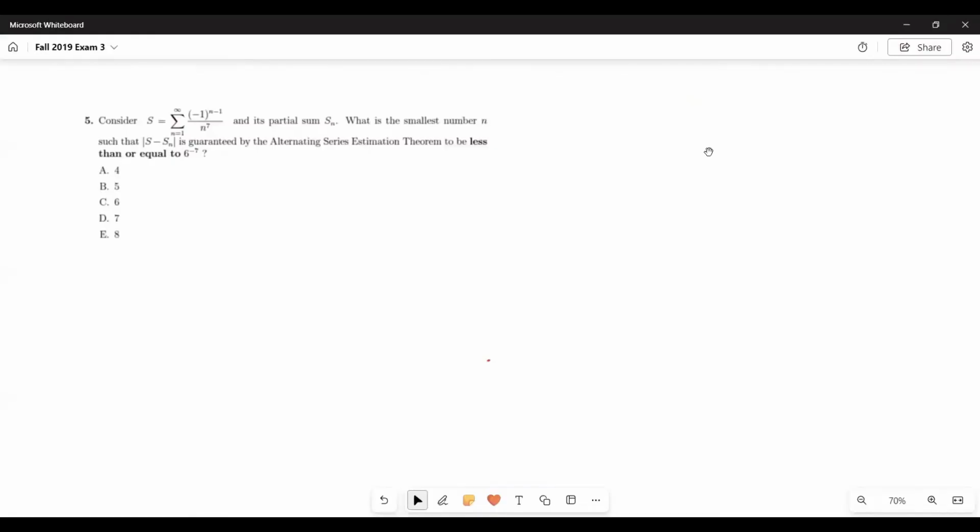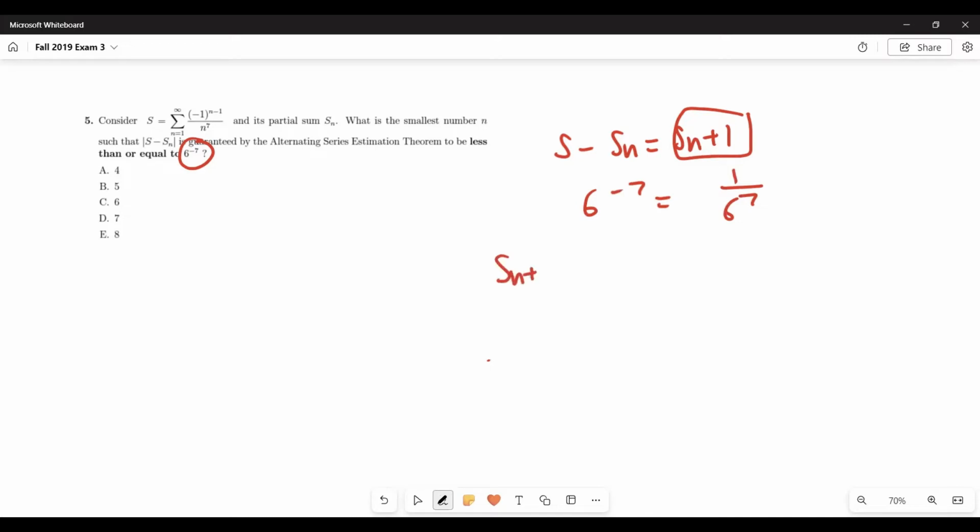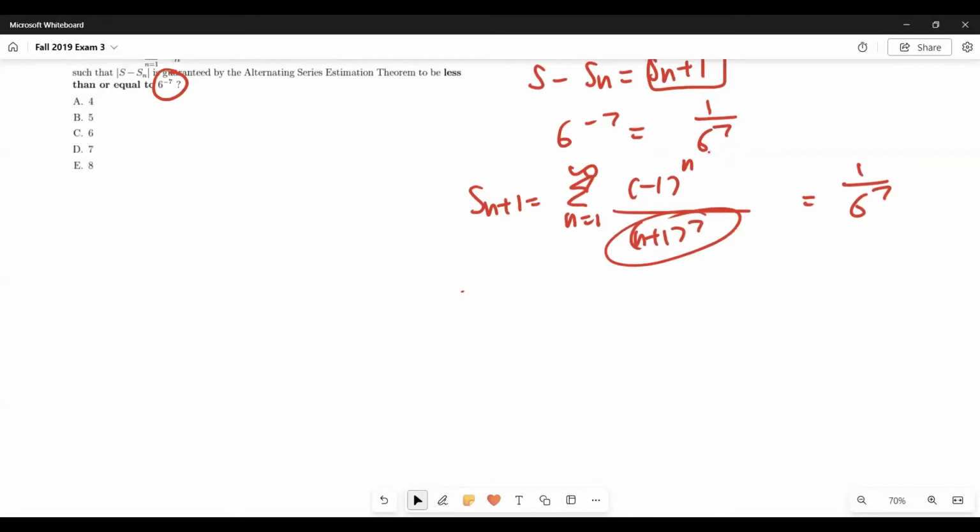Okay, this question asks to find the smallest number n such that S minus Sn is guaranteed by the alternating series estimation. So the alternating series estimation says S minus Sn is bounded by b(n+1), and we have to compare this value and this value, okay? So you can write 6 to the negative 7 as 1 over 6 to the 7th power, and let's plug in n plus 1, b(n+1), the sum from n equals 1 to infinity of negative 1 to the n plus 1 over n to the 7th power.